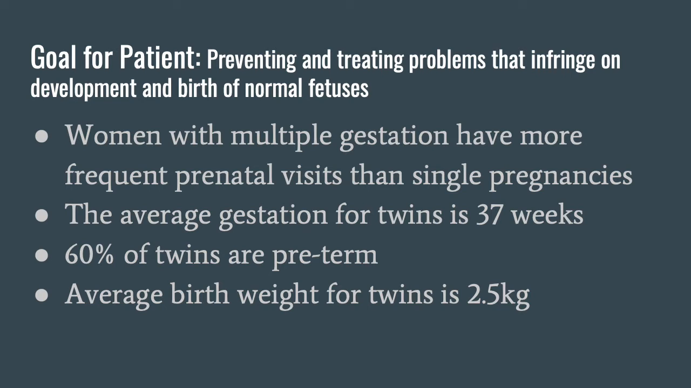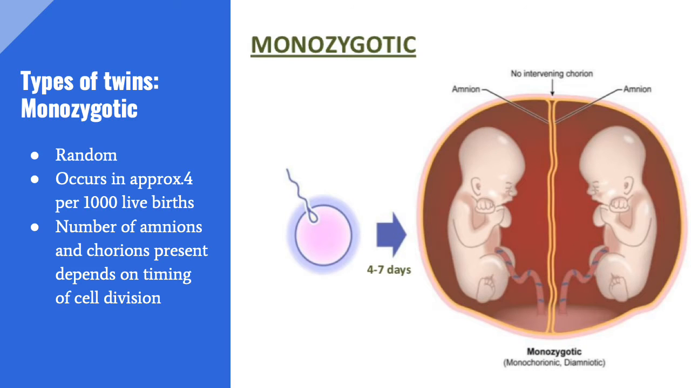The average gestation for twins is 37 weeks. 60% of twins are preterm. The average birth weight for twins is 2.5 kilograms. There are two different types of twins. One is monozygotic, or identical twins. This occurs randomly. It occurs in approximately 4 per 1,000 live births. The number of amnions and chorions present depends on timing of the cell division.